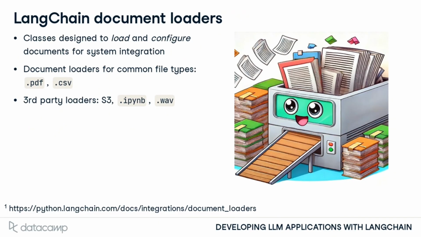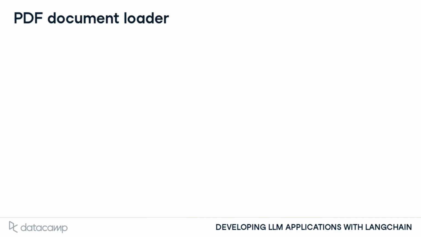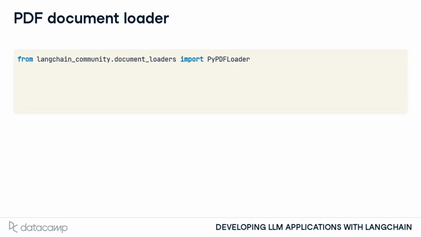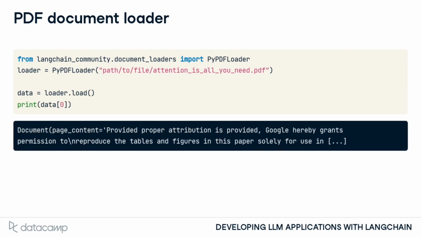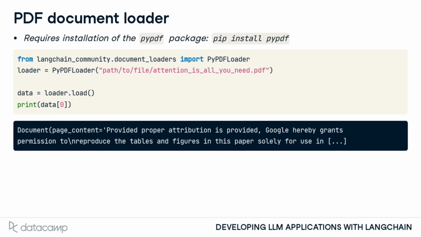There are a few different types of PDF loaders in LangChain, and there's documentation available online for each. In this video, we'll use the PyPDF loader. We instantiate the PyPDF loader class, passing in the path to the PDF file we're loading. Finally, we'll use the load method to load the document into memory and assign the resulting object to the data variable. We can then check the output to confirm we have loaded it. Note that this document loader requires installation of the PyPDF package as a dependency.